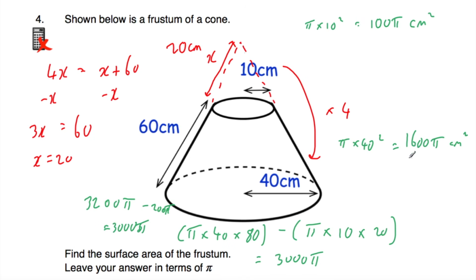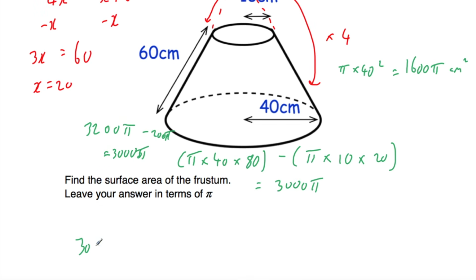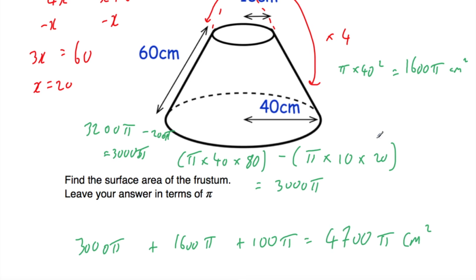Now we just need to add them together to find the total surface area of the frustum in terms of pi. So we're going to do 3,000 pi plus 1,600 pi plus 100 pi. And that's equal to 4,700 pi centimeters squared. And that's it. And that's our answer.